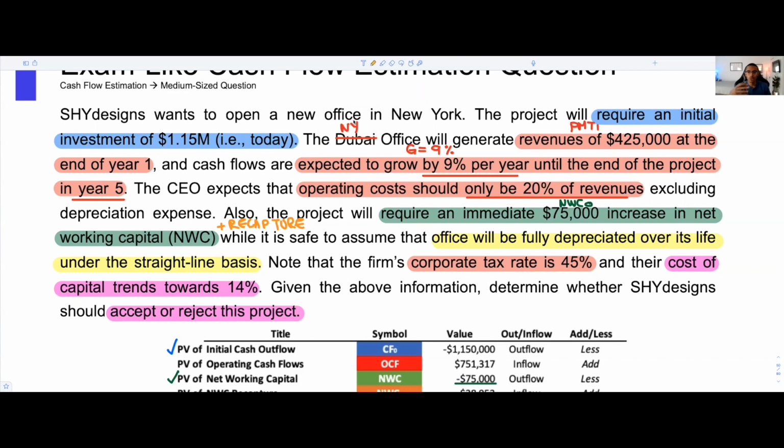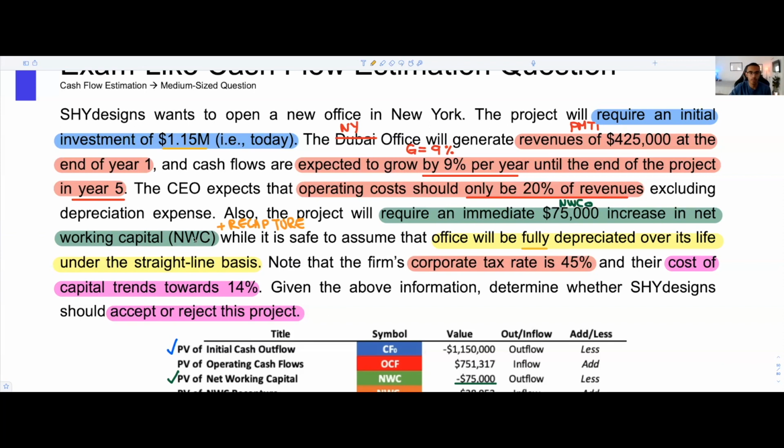Another thing that's important now is that this office in New York for Shy Designs was going to be fully depreciated, okay? It's going to be fully depreciated such that there will be no residual value. And if there's no residual value, this means that our $1.15 million is going to be depreciated in its entirety, every single year for those 5 years. So to find the depreciation expense, you're going to have to do 1.15 million divided by 5.